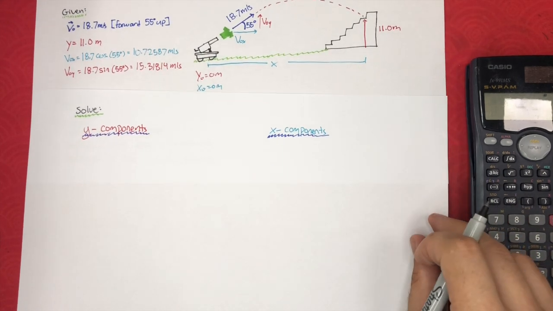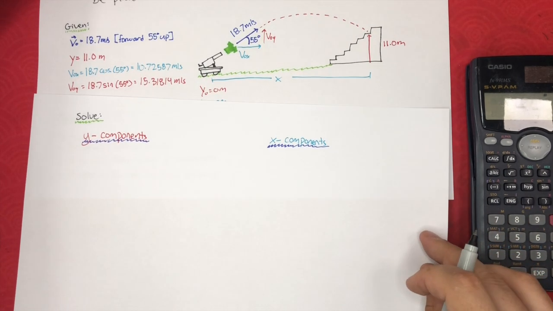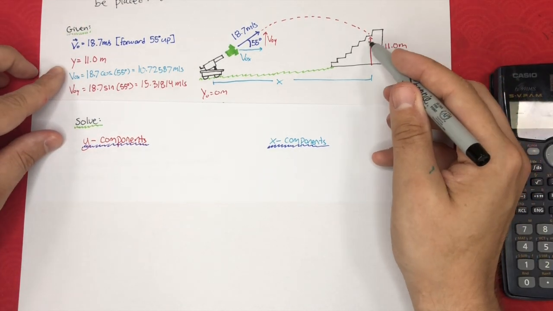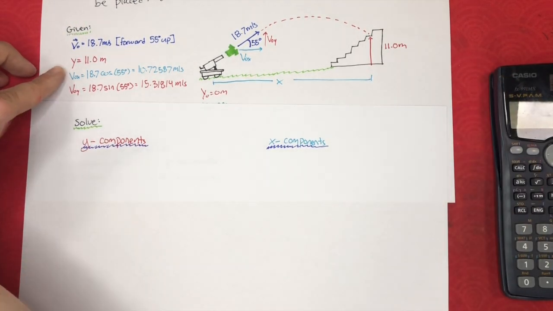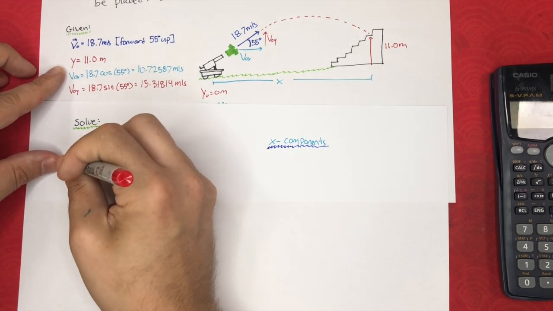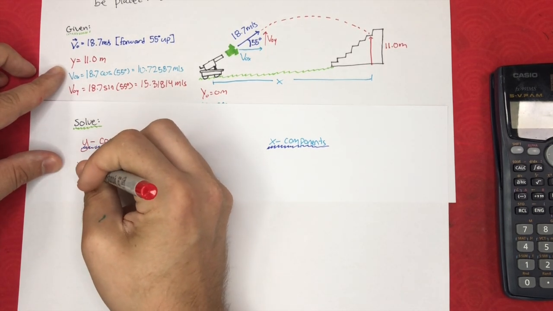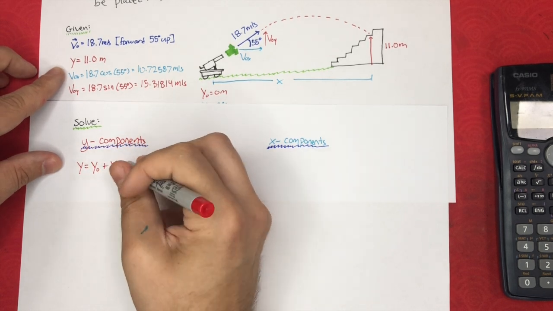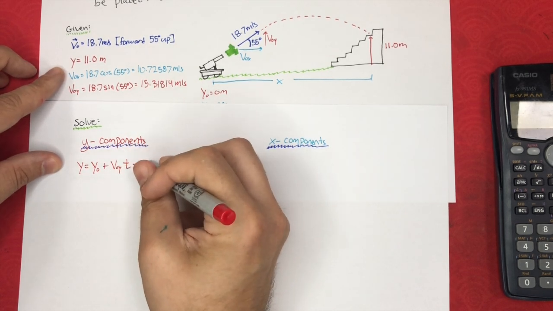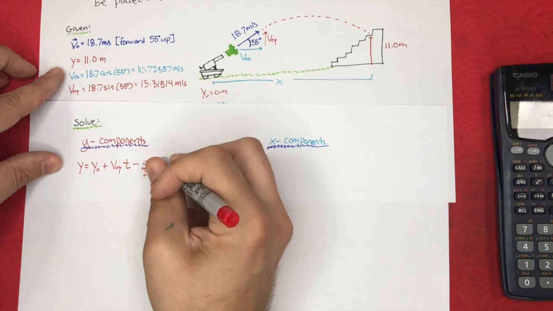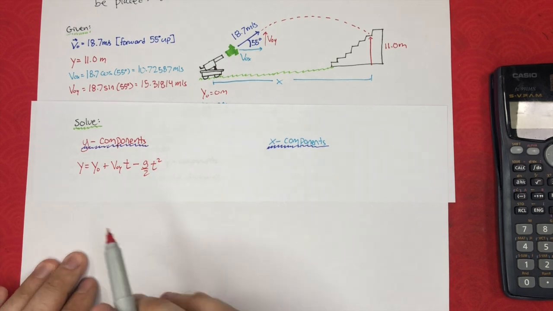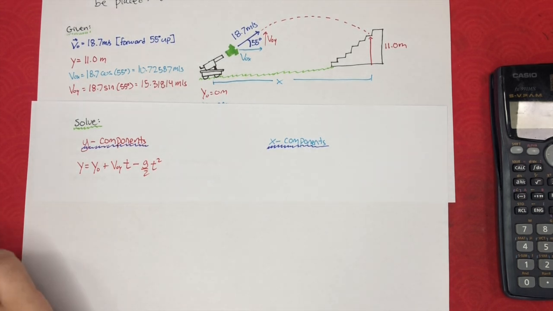So looking at the y components first. Well, I'm given a final y height. So that's immediately signaling in my head that I should be using the equation y is equal to y0 plus v0y times t minus g over 2 t squared. That's because the acceleration in the y direction is negative g. So let's start plugging in some values here.